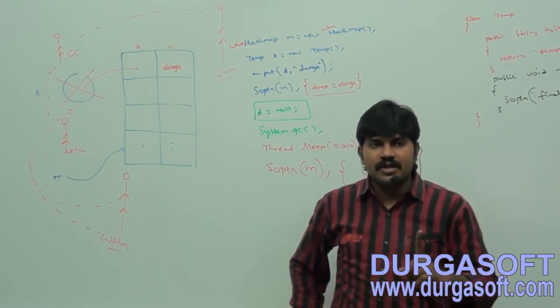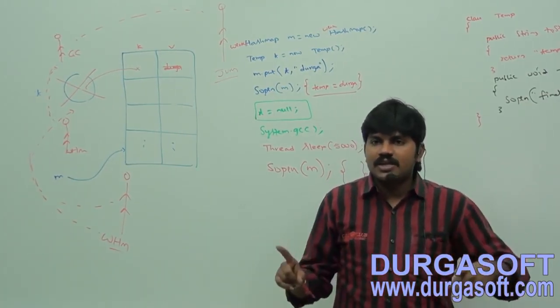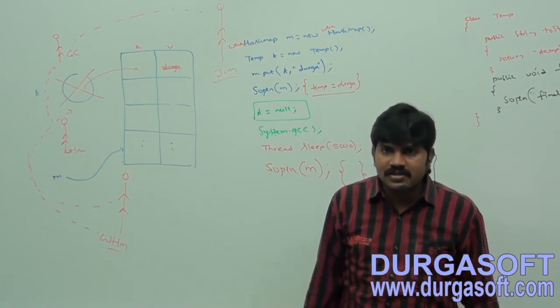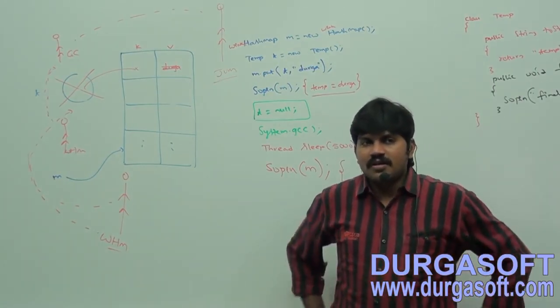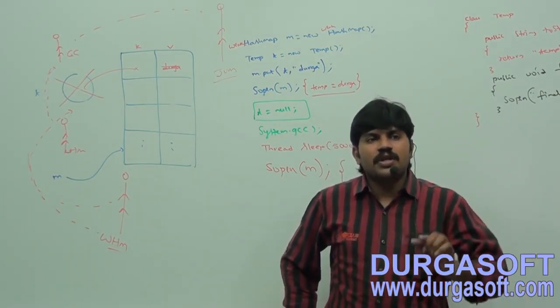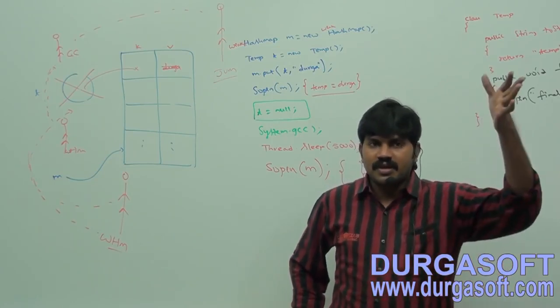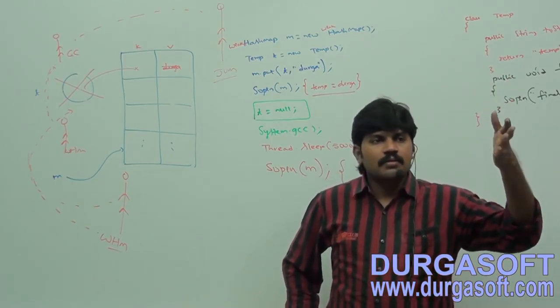Garbage collector dominates WeakHashMap. Normal hash map, garbage collector. Who dominates? Hash map dominates. Can I use the term? The hash map which is very weak is called WeakHashMap. Correct or not?